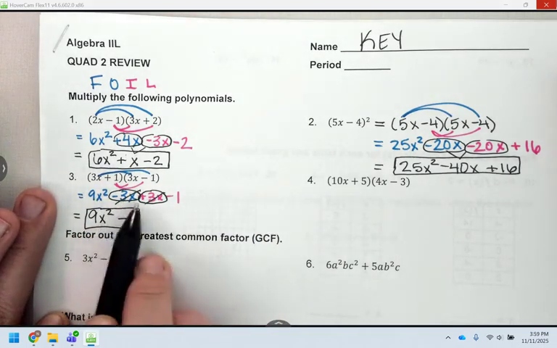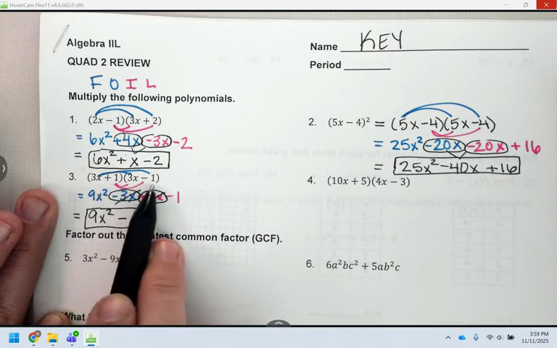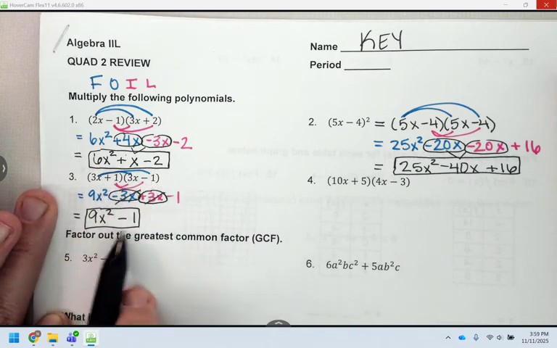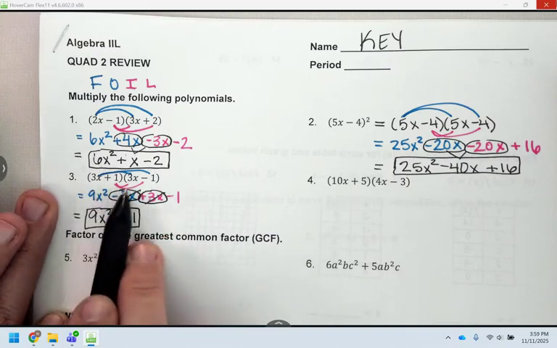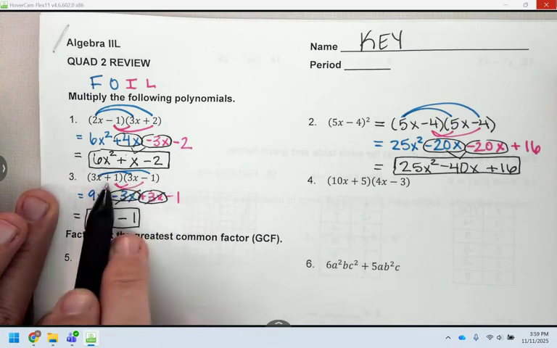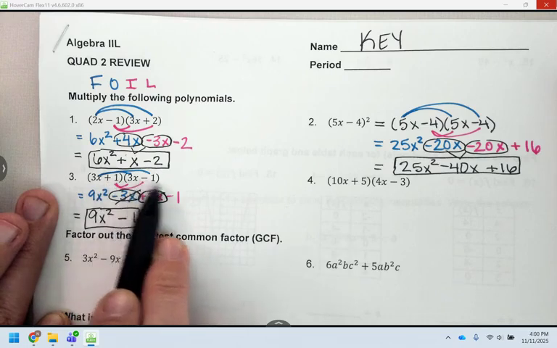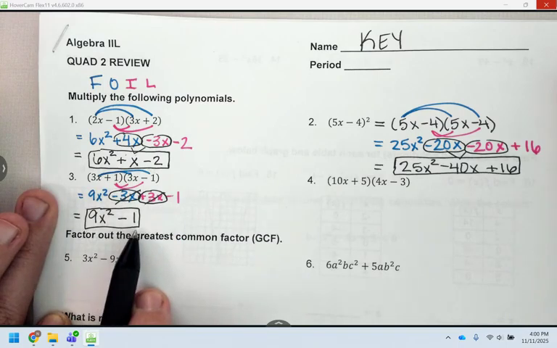Now we should have known that the middle terms were going to 0 out because this is a difference of squares. So 2 binomials with the same a value and the same b value, with a positive and a negative, are going to come out to a perfect square right here.